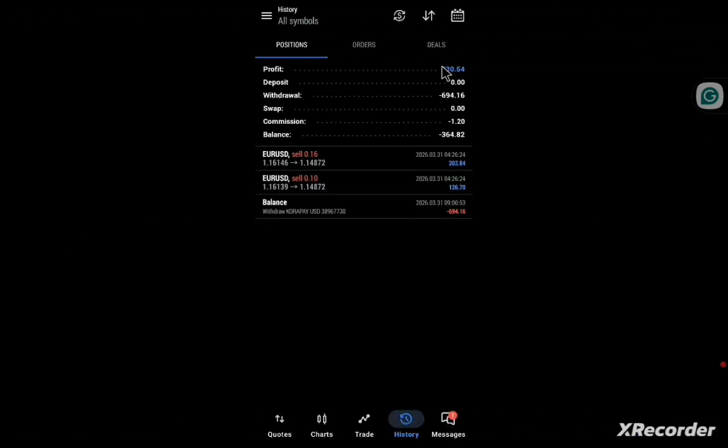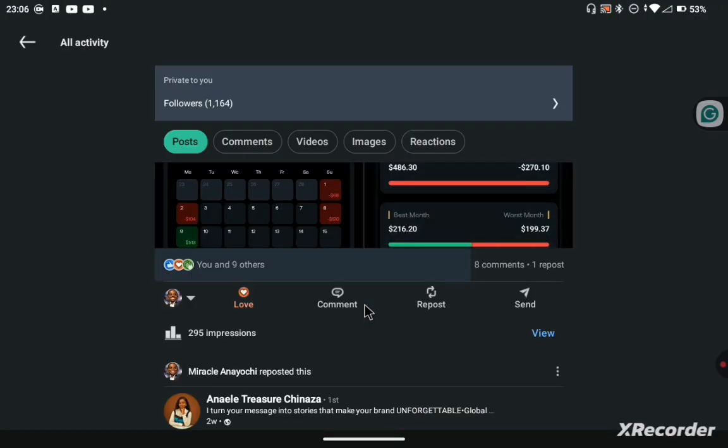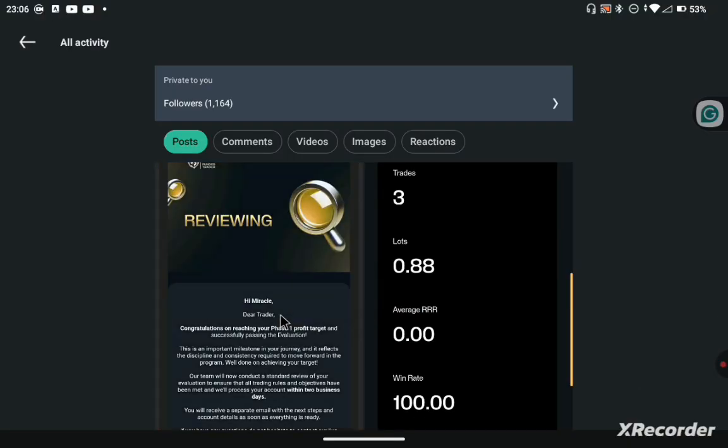And to show you it is not a demo account, you can see this was one of the withdrawals right here, Corapay 694 and all of that. So I'm going to go ahead and show you a couple of other trades we took, so you know. As of last month, I passed about 4 prop challenges, just last month.